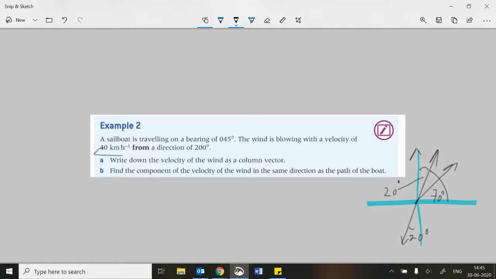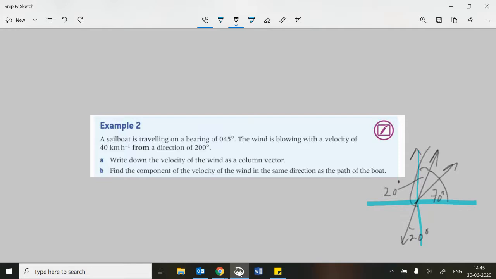It's coming from 40 kilometers an hour. Now we can represent that by a vector of length 40, or you can scale that up or down. So this one here should have a length of 40, and that's the direction it should be going in. Write down the velocity of the wind as a column vector.